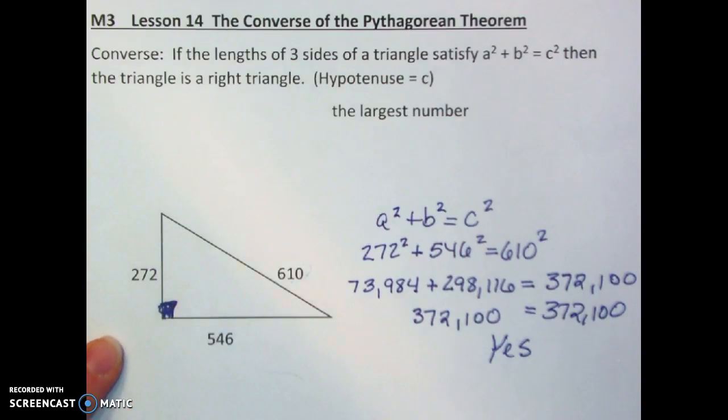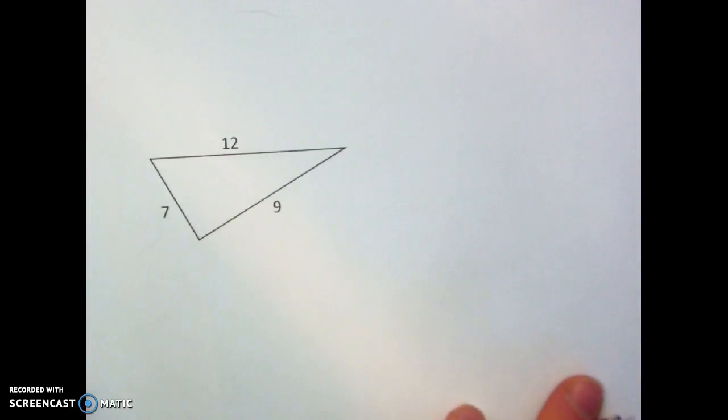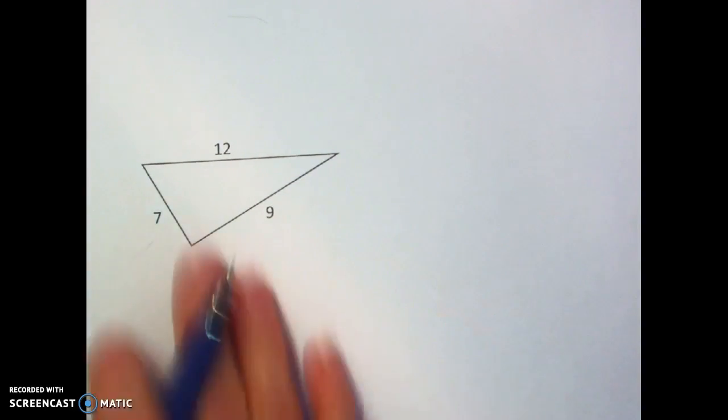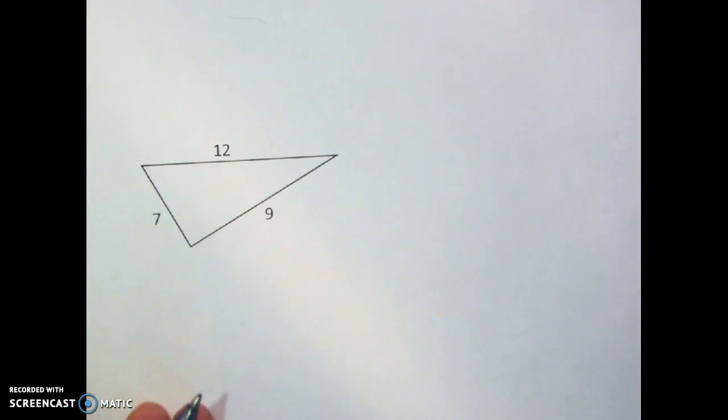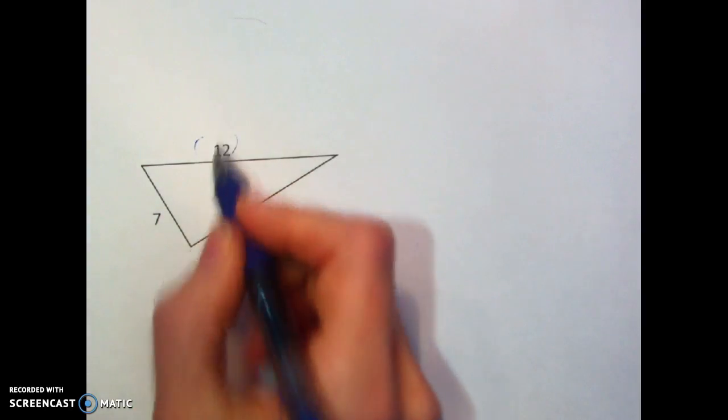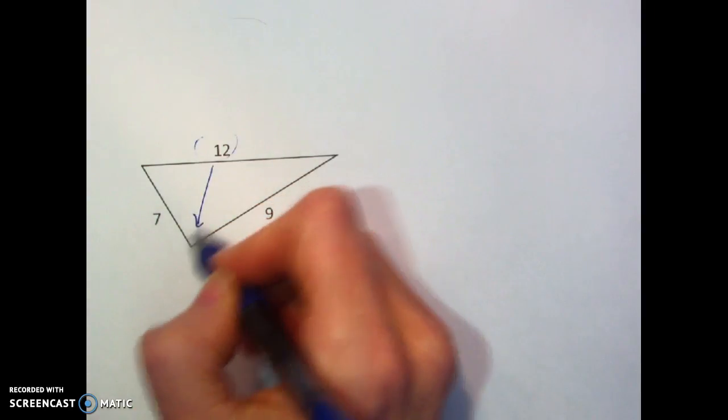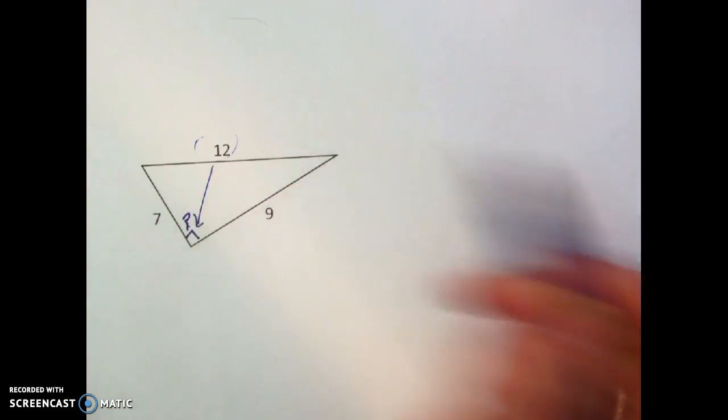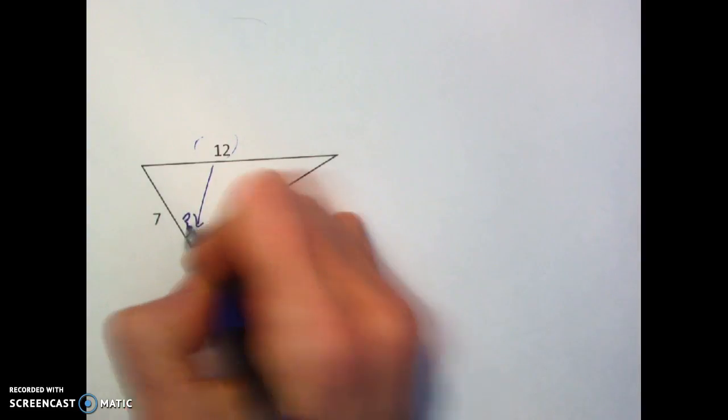Okay, we do have a right angle, we do have a right triangle. Let's try another one. Okay, here's our triangle. Which side would be our hypotenuse? Correct, this side, because it is the largest, which means this is our right angle, maybe. Okay, we're asking ourselves that.